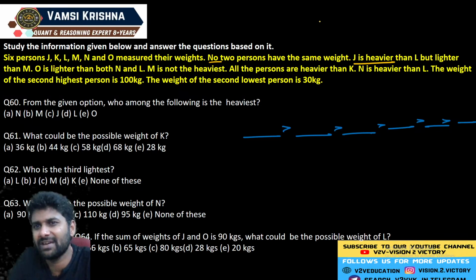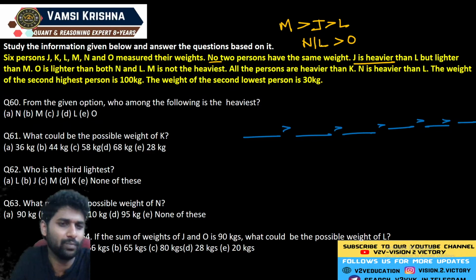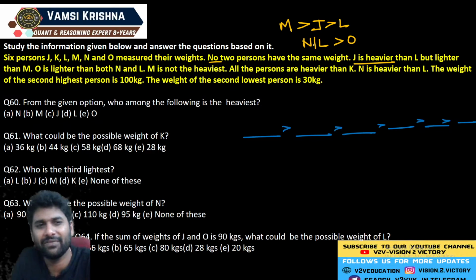J is heavier than L, but lighter than M. So M is also heavier than J. Now see, O is lighter than both N and L, so both N and L are heavier than O. M is not the heaviest.